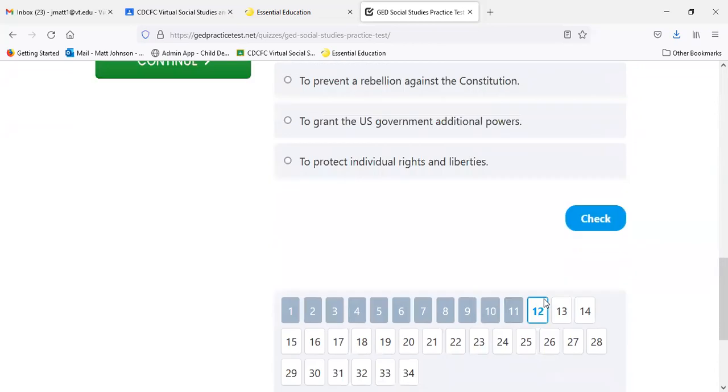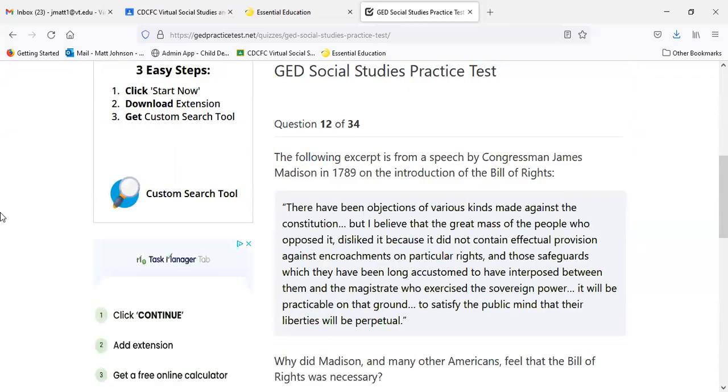So 12. Now the following excerpt is from a speech by Congressman James Madison in 1789 on the introduction of the Bill of Rights. James Madison wrote the Constitution. Well, he wrote the Bill of Rights.